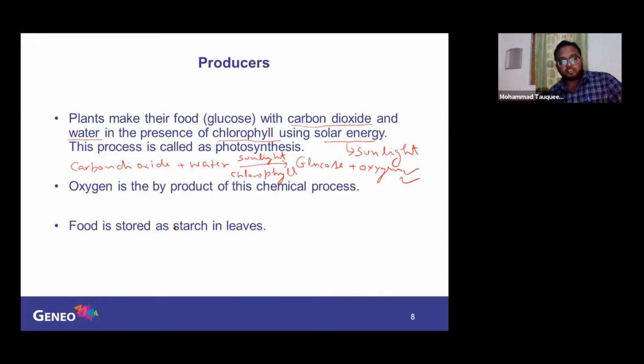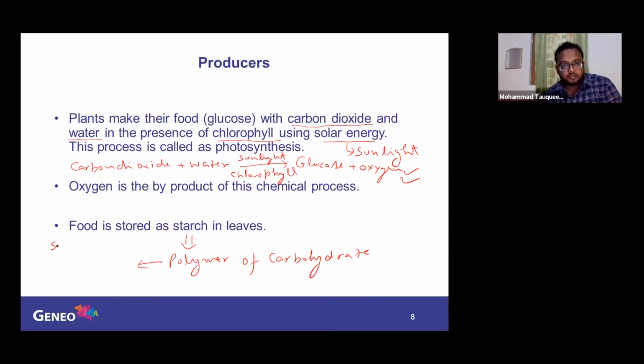Next, food is stored as starch in leaves. So starch is the polymer of carbohydrate. What is polymer? Polymer means small carbohydrates are joined with each other to form a big molecule.